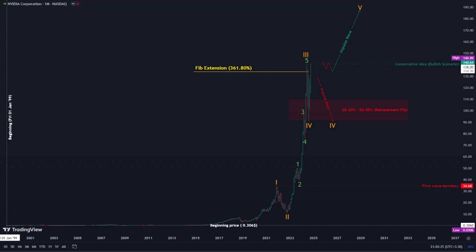Let's examine the monthly chart of Nvidia Corporation. There has been significant growth in this market, and surprisingly, the third wave has progressed to 361.8% of the Fibonacci extension compared to the first and second waves.